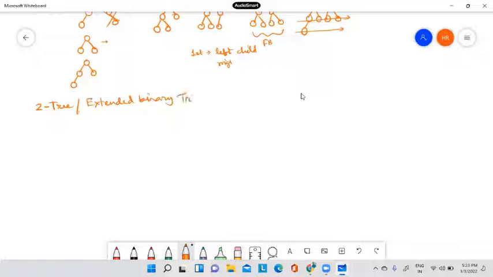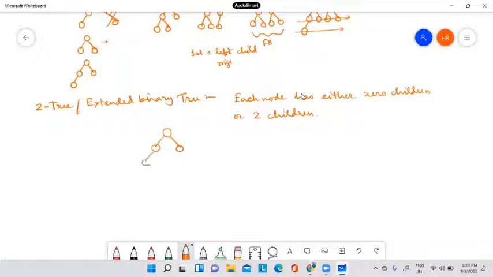The definition of extended binary tree or two tree is: each node has either zero children or two children. This is the definition. It means a picture like this. This is two tree. This is also two tree. Now this is also two tree.